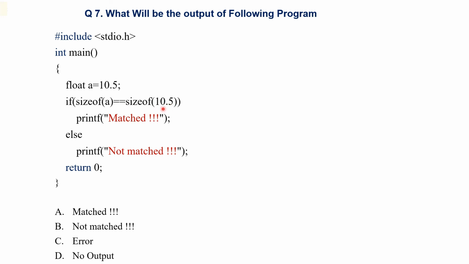So here 10.5 is a real constant, and by default a real constant is considered as of type double. So hence sizeof 10.5 will return the size of the double data type, which can be equal to 8 in many of the compilers. So hence the condition becomes 4 equals to 8. So the condition 4 equal to 8 becomes false, and hence control will be transferred to else, and this statement will be executed. So hence with this statement the output will be not matched. So hence the correct option here is option B.